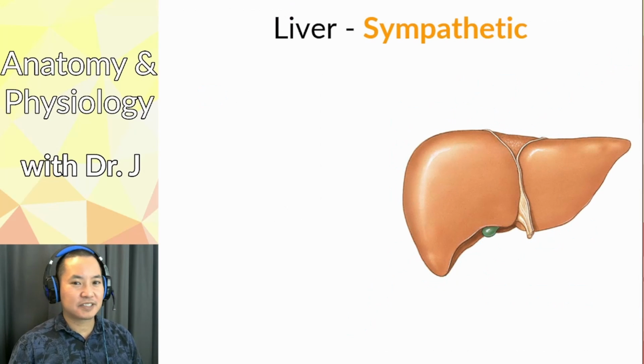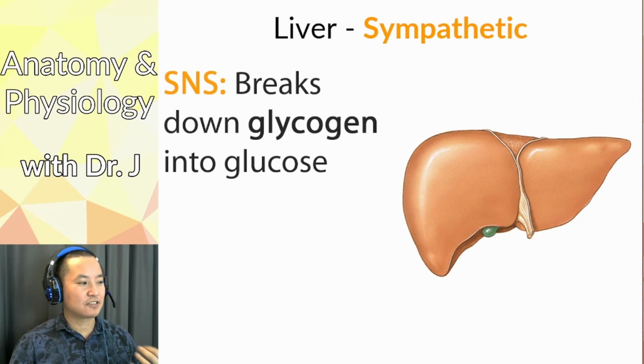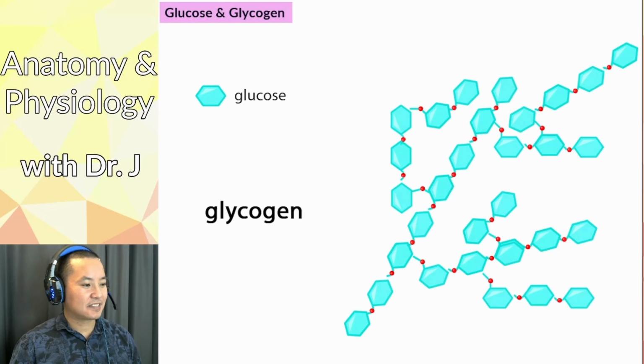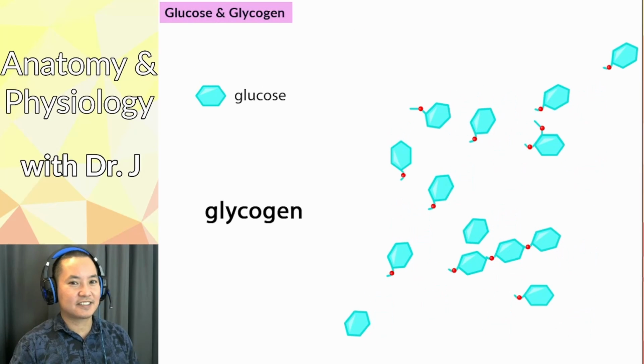Now, what happens with sympathetic activity in the liver is that it's going to break down glycogen into glucose. And what happens is that this big molecule is going to be digested by the liver, which is going to break up the big molecule into smaller glucose molecules.